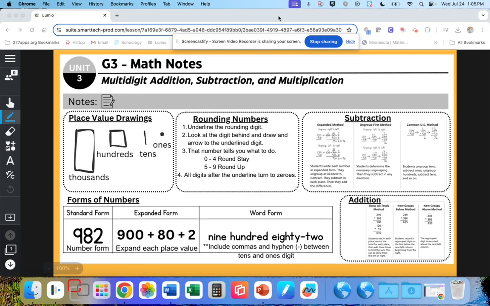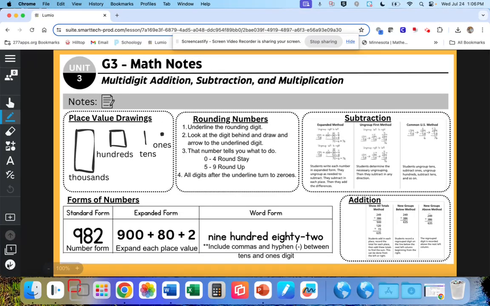Welcome to today's lesson of third grade math unit 3. In this unit, we're going to talk about multi-digit addition, subtraction, and multiplication. Have your note sheet ready and your notebook. We're going to talk about a few things that are not on this sheet also. So you're going to want to make sure you take really good notes when you get to those portions of the video.